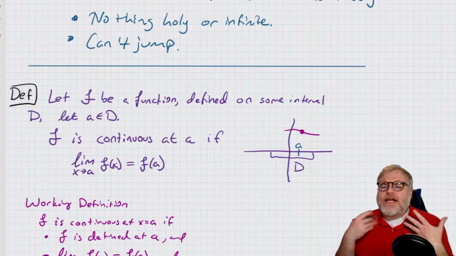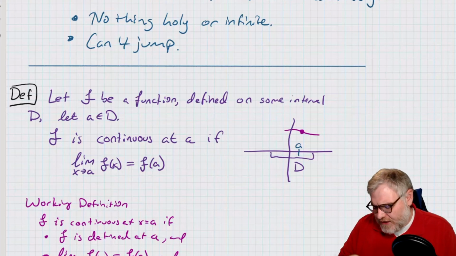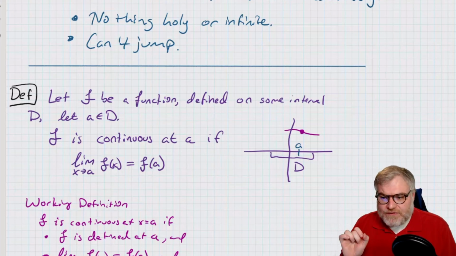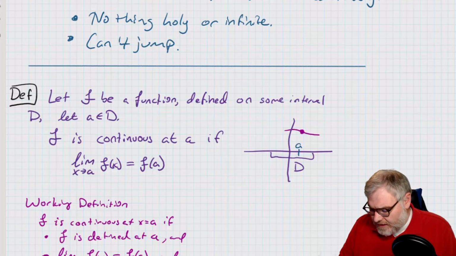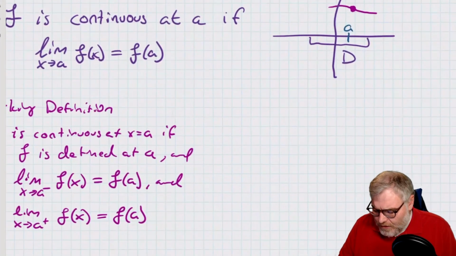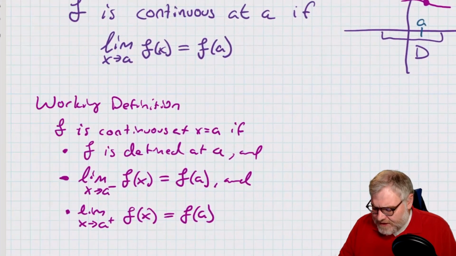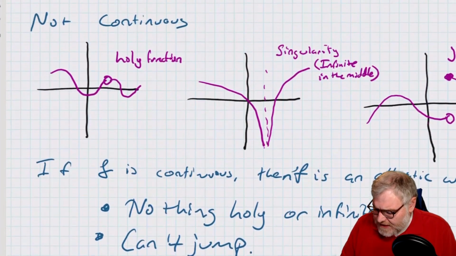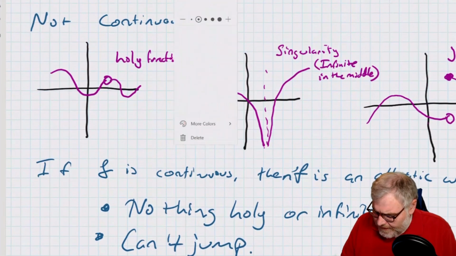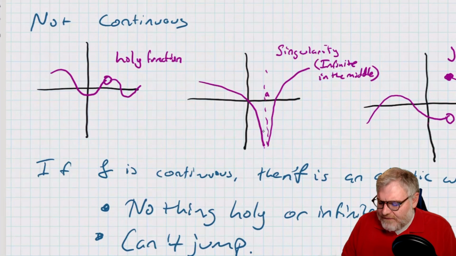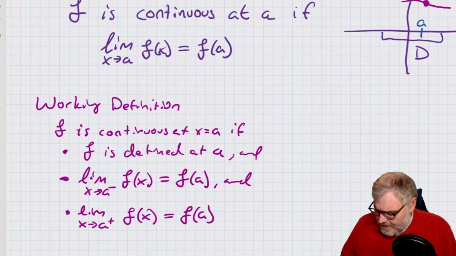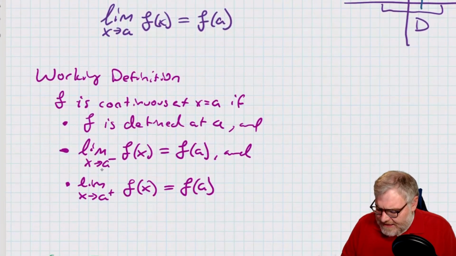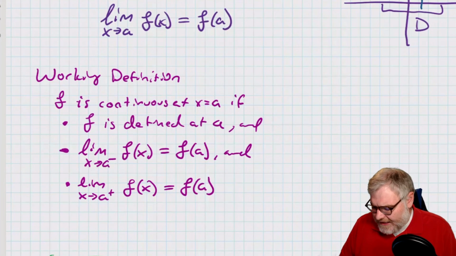So if we wanted a working definition, which is different than a formal definition, although the working definition will work when someone asks what's the definition of continuity at a point, the working definition is that f is continuous at x equals a if f is defined at a. See here, f is defined at a. If I look at this one here, if this was a, here, f is not defined at a. So this would be discontinuous at a. f needs to be defined at a. The limit as x goes to a of f of x equals f of a.